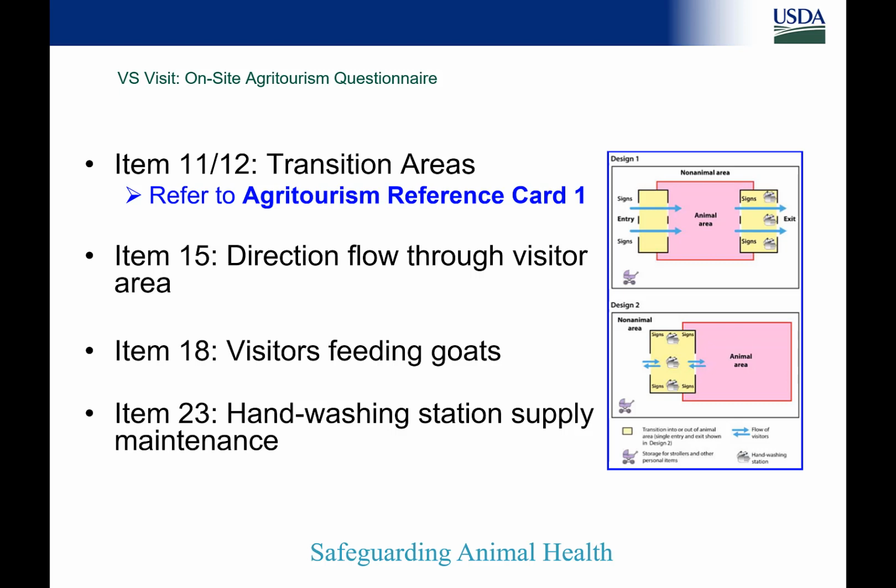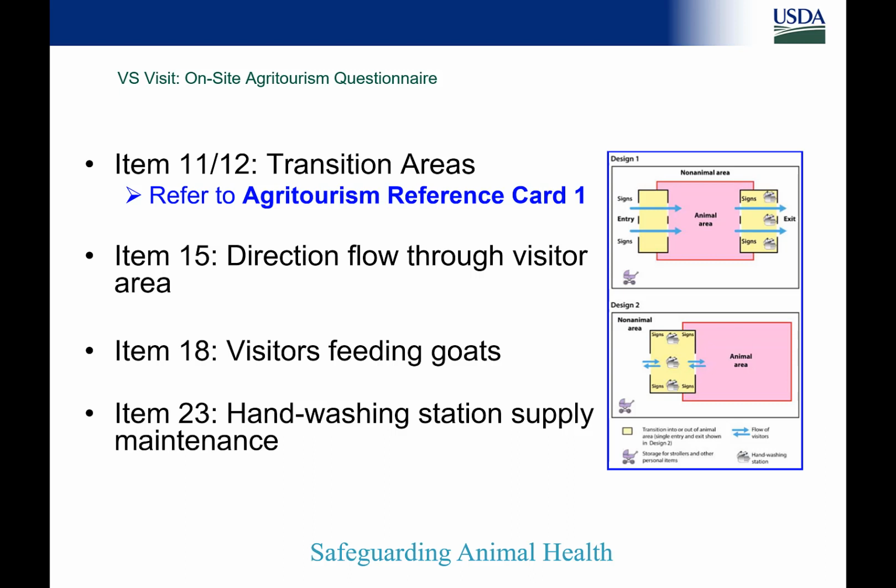Any question on the transition areas? Okay. Item 15 is the direction of the flow through the visitor area. So you're going to check one only. We want to know if it's one direction flow, so they just go directly through the barn or follow a path and it only goes one way. Or a controlled movement, they can go both ways, but it's directed. Or it's a free-for-all and they can just wander about the operation as they choose. That would be visitors move freely through the areas with no restrictions.